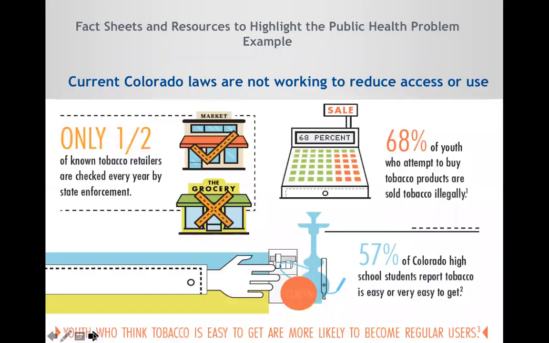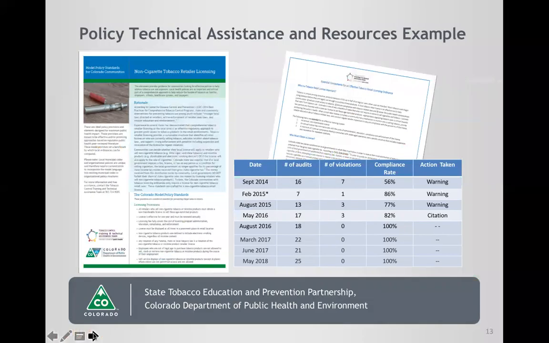Next slide. So I have a couple of examples of the type of materials we created. Here's one that shows why we need stricter enforcement and licensing efforts. Then another, if we go to the next slide, is a snapshot of some of the policy resources that had what we were putting in as our model policy standards for non-cigarette tobacco retail licenses. We had how to do 21 and licensing together.